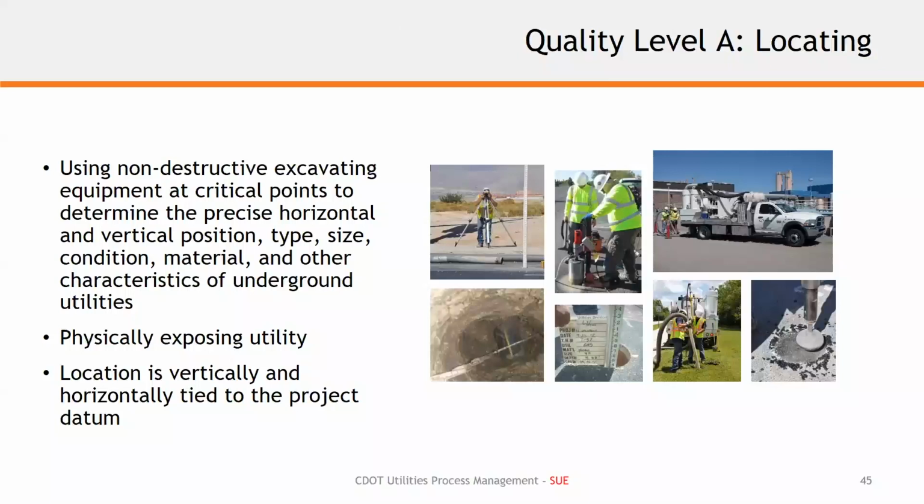Quality level A, also known as locating, according to ASCE 38 standards, uses non-destructive excavating equipment at critical points to determine the precise horizontal and vertical position, type, size, condition, material, and other characteristics of underground utilities. Physically exposing those utilities, and locating, is vertically and horizontally tied to the project datum. That's extremely important. We have to be able to relate it back to the project survey information.